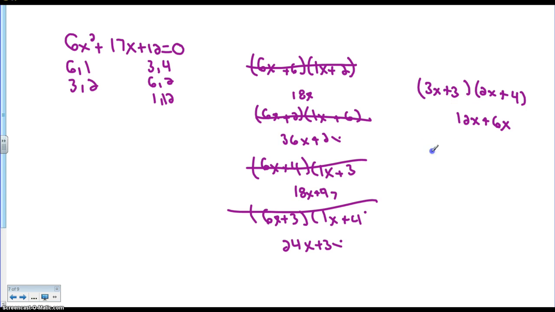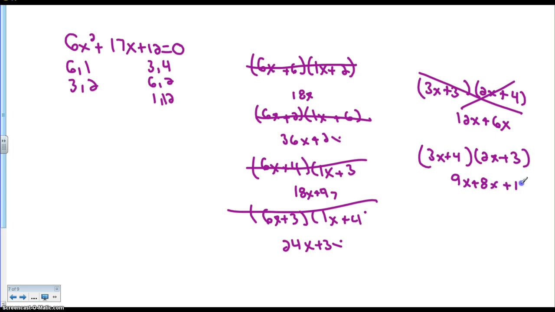What happens? If I do 3x plus 4, so that doesn't work. And then 2x plus 3. So I get a 9x plus 8x. I know I get a plus 12. And I get 6x squared. So that works out. I'm happy.